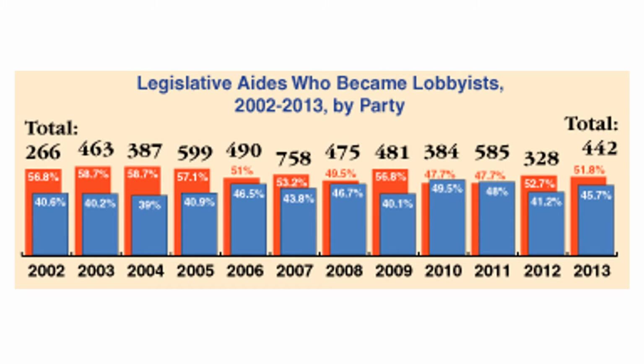Same thing applies to the staff of the elected leaders as well. So legislative aides, people who work for these elected officials who end up becoming lobbyists, they are in the 52% range for the Republican Party aides, and they were in the 45% range for the Democratic Party aides in year 2013, which given the trajectory would be somewhat higher today.